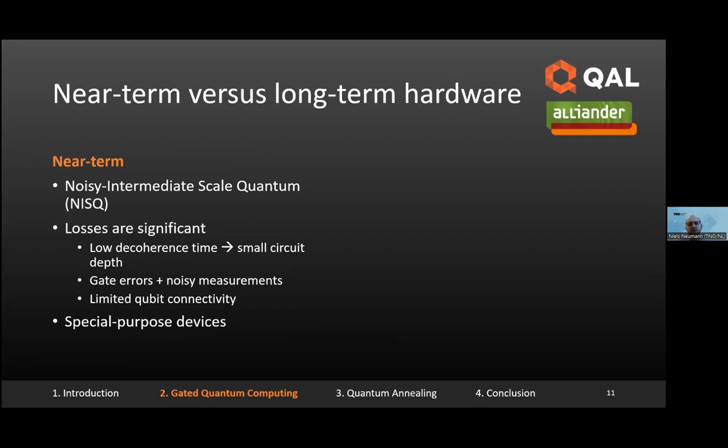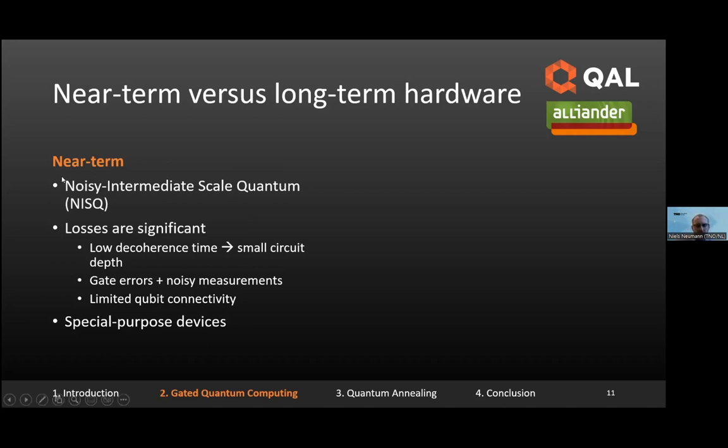And for gate-based quantum computers, there's a near-term and a long-term planning. For the near term, we have to deal with noisy devices that have significant losses. These losses come, for instance, from the low decoherence times. So information is only stored in the qubits for a very short time, which limits the number of operations that we can perform. The operations that we can perform are noisy, are imperfect, as well as the measurements that we have to do to extract information from our circuit. And we can also not interact all qubits with each other. So there's some connectivity that we have to deal with.